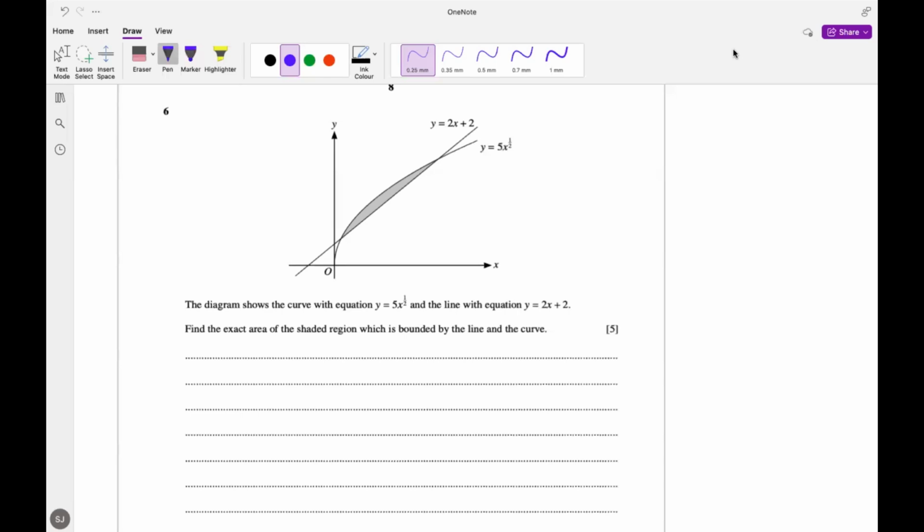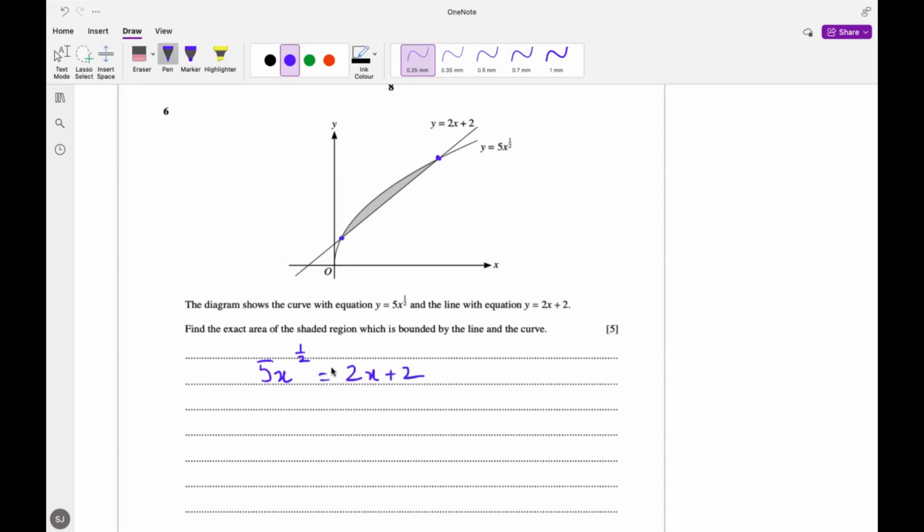Now, to find the area of the shaded region, in the first step, we need the point of intersection of the line and the curve, so we can have our limits for finding the area. To find the point of intersection, we'll equate the two equations. So this will be 5x to the power half equals 2x plus 2.